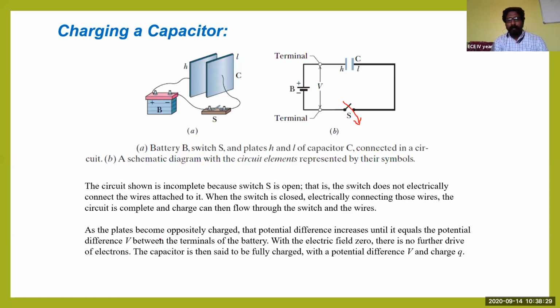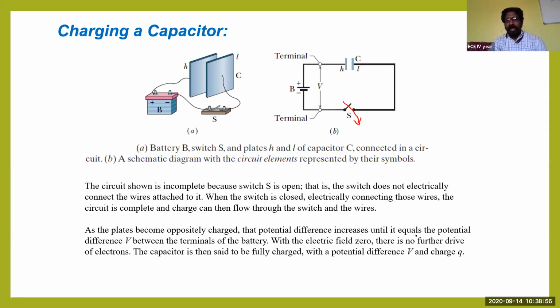As the plates become oppositely charged, I have given a lecture in previous classes on how the opposite charges arise. That is due to a process called induction. Due to induction, one plate has a positive charge and the other plate has a negative charge. If you want, you can visit that lecture on Capacitance on my YouTube channel.